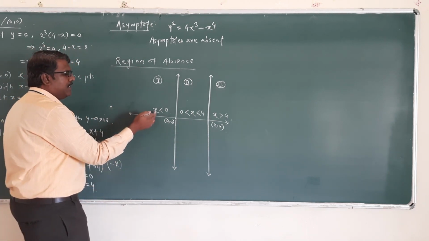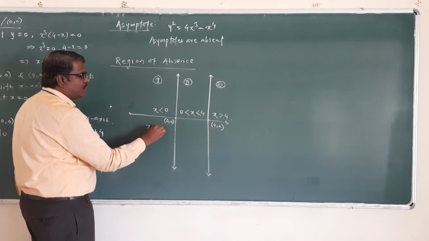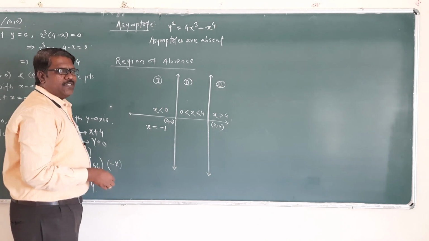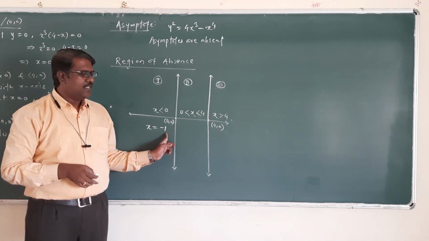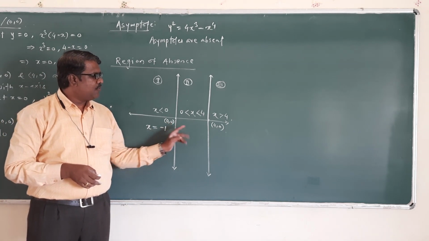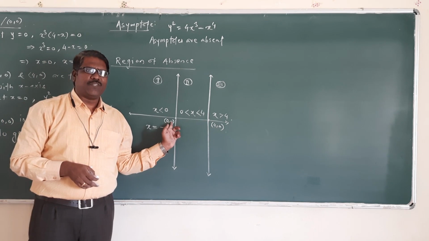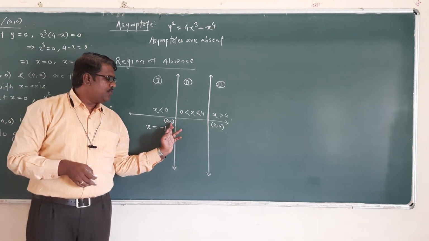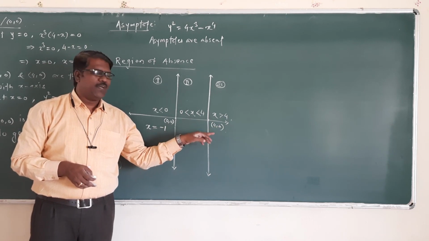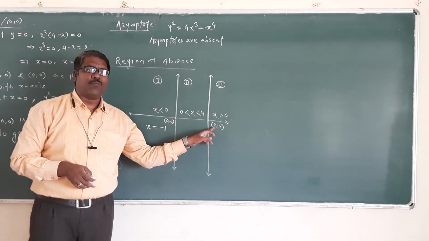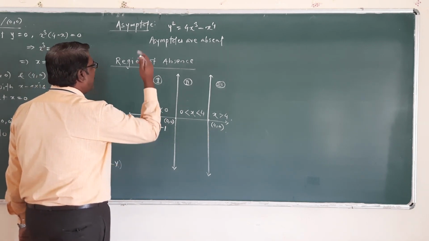So here for x less than 0, I will choose x equal to -1. Friends, I have not chosen the value of x as -a because our points are (0, 0) and (4, 0). In the last example, what was the situation? The points were (0, 0) and (a, 0). So the points were in the form of a, but here the points are in the form of numbers.